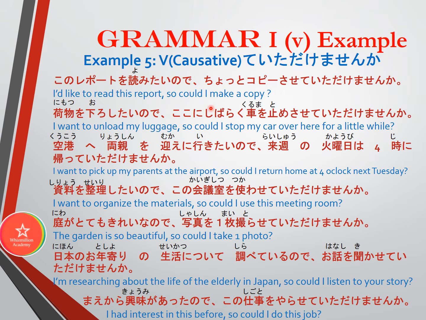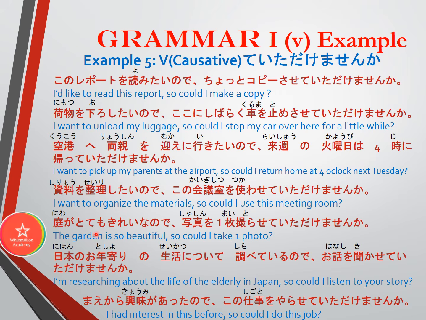Notice in all these sentences, the speaker is asking for the permission of the listener to let him do something. In the first sentence, he is asking permission to copy the report. The second sentence, he is asking permission to stop his car for a little while over there because he wants to unload his luggage. Third sentence, he wants to pick up his parents, so he's asking permission to return home at 4 o'clock next Tuesday. The fourth sentence, he wants to organize the materials, so he's asking permission to use the meeting room.